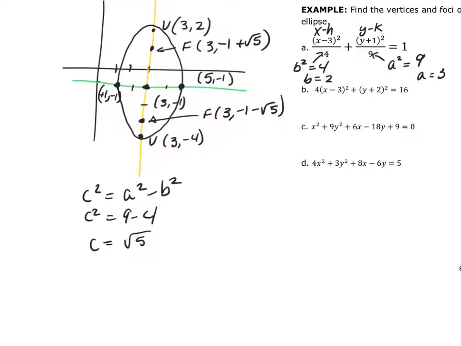And now I've got everything that I need. And notice I didn't have to memorize anything. What I did have to know is that C represents a distance from the center, A represents a distance from the center, and B represents a distance from the center. Okay, how is that?